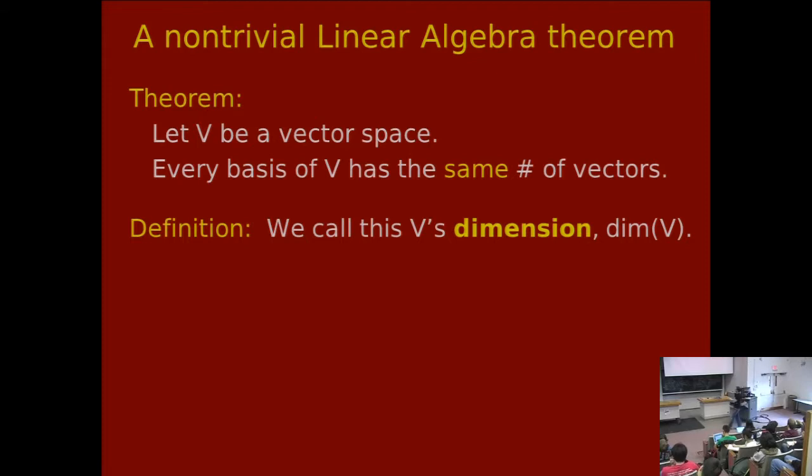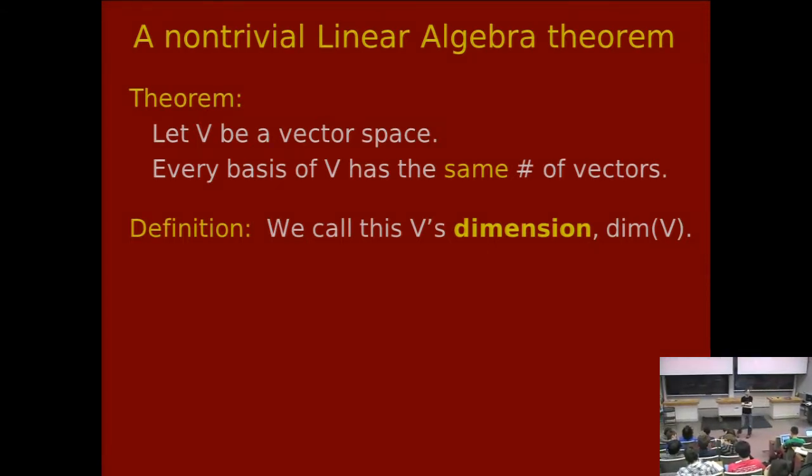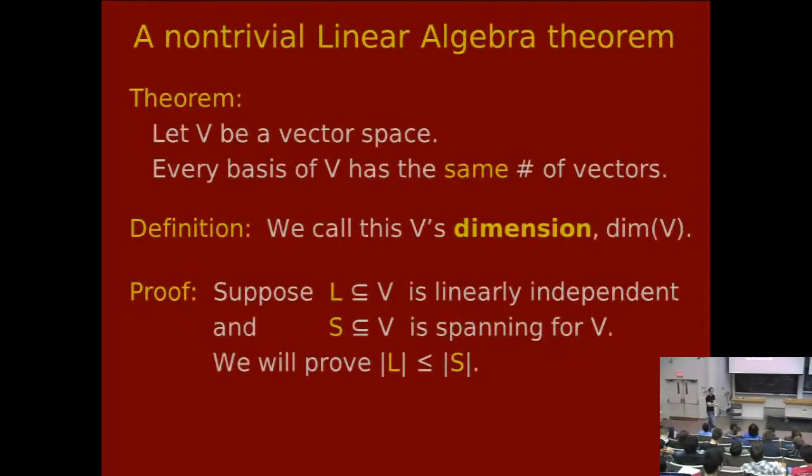So whenever you have a vector space, every basis has the same number of vectors. It's called the dimension of the vector space. Okay, and we're going to do the proof. The proof actually takes a full 1.5 slides, maybe 2 slides. Actually, this is the statement I'm going to prove.